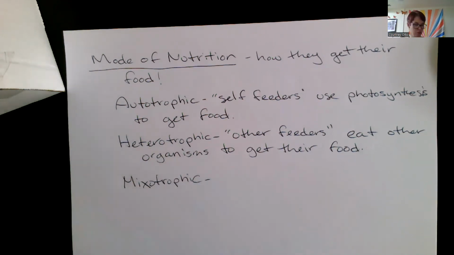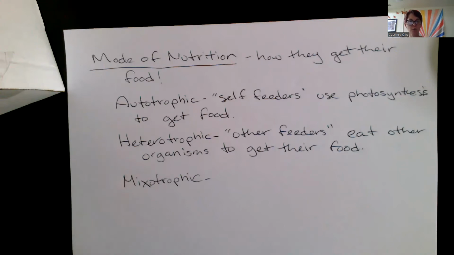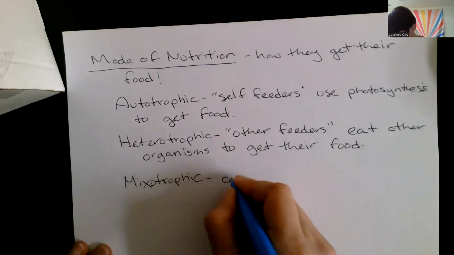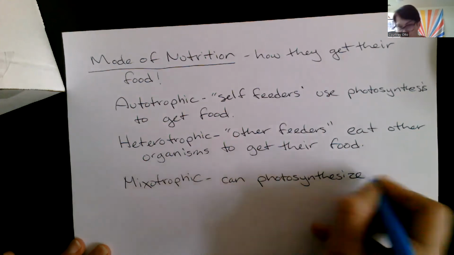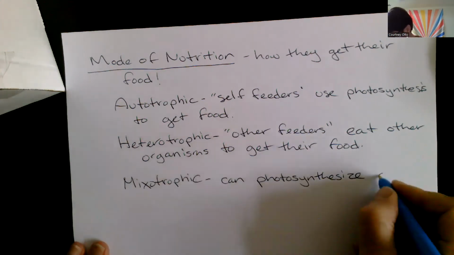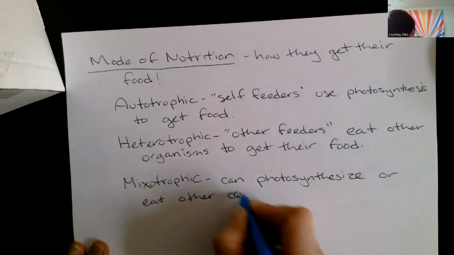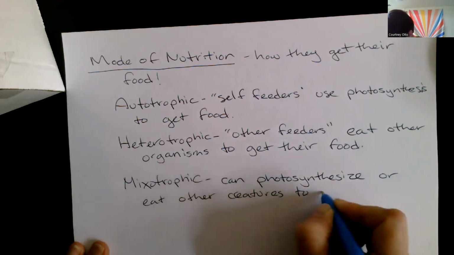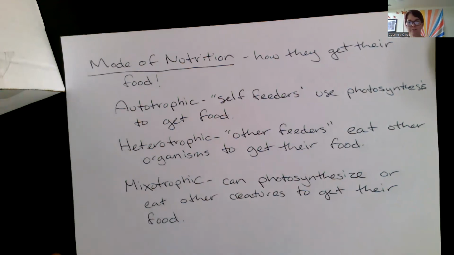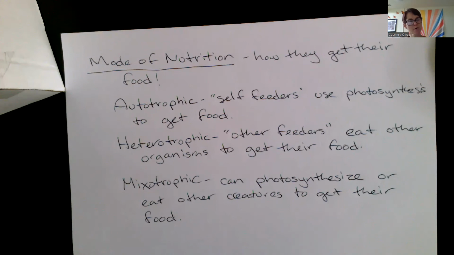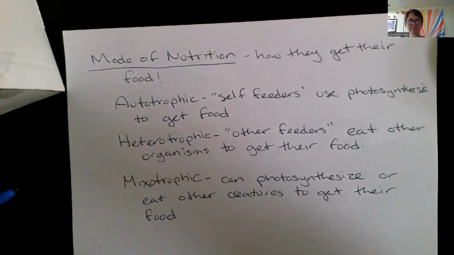And I hope when you see this word, you think mixture, because these are creatures that can do both, right? They can be self-feeders or other feeders, right? They can photosynthesize, or they can eat other creatures to get their food. And this is a great strategy because you're guaranteed to have more readily available food sources if you can do both, right? If you can both photosynthesize or ingest other creatures to get their food. All right, I'll leave it there for today.